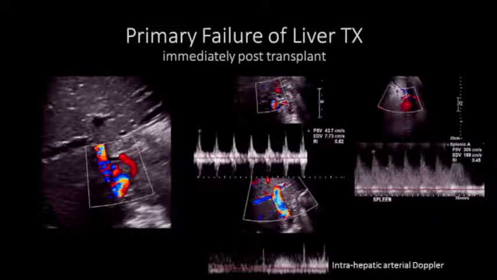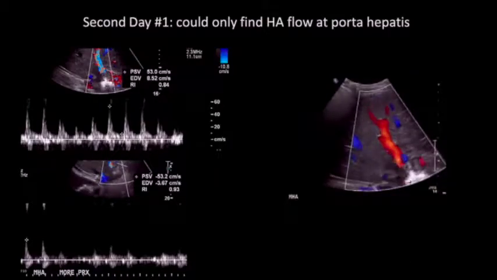We always image the splenic artery as an internal control, which had a much higher velocity and lower resistive index. We had trouble finding intrahepatic arterial flow, and we were just able to get little spikes of flow. We sometimes see that when the liver is quite edematous, so we were not initially concerned. By the second day, when the patient was not doing well and the liver enzymes were becoming increasingly abnormal, we had increasing difficulty finding arterial flow.